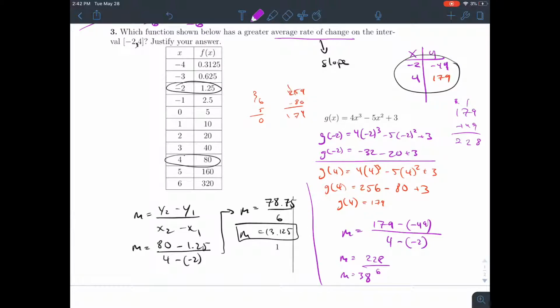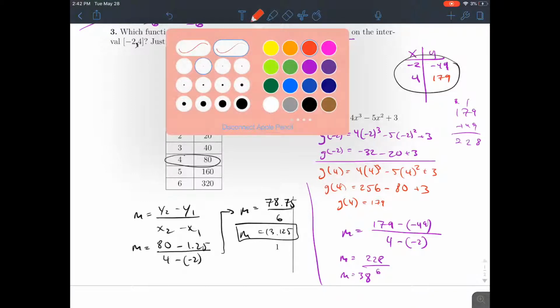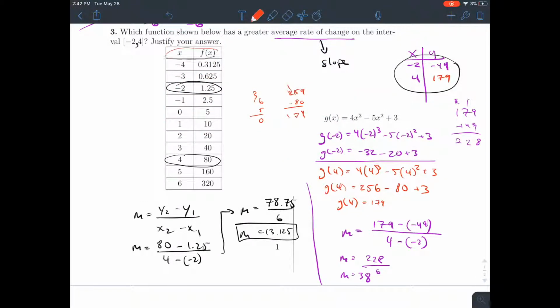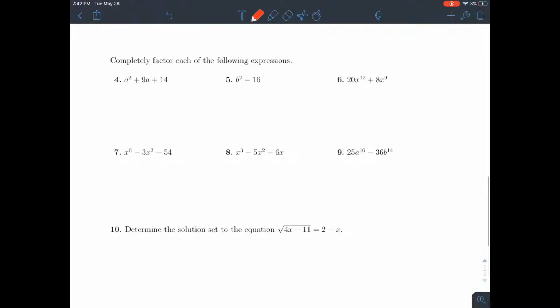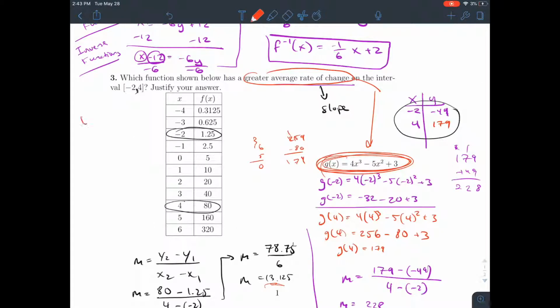And so the question was, which of them had a greater average rate of change? You would probably answer it in words here, but f of x from the table had a lower rate of change because it was only 13.125. So g of x has the greater rate of change. But you should write that in a full sentence. All right, next up, completely factor each of the following. Oh, sorry, this is also from Unit 1. And the topic was average rate of change.